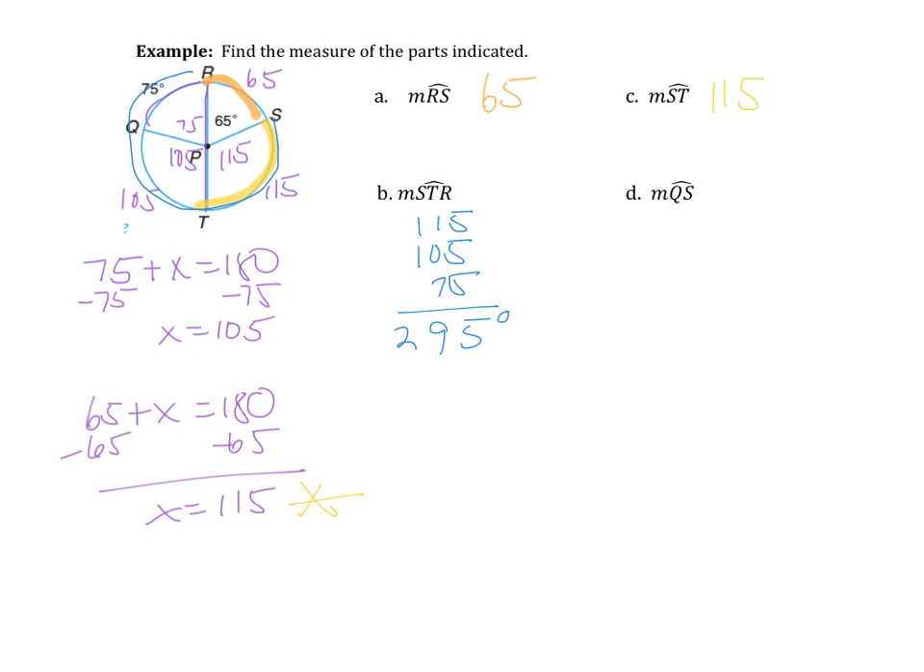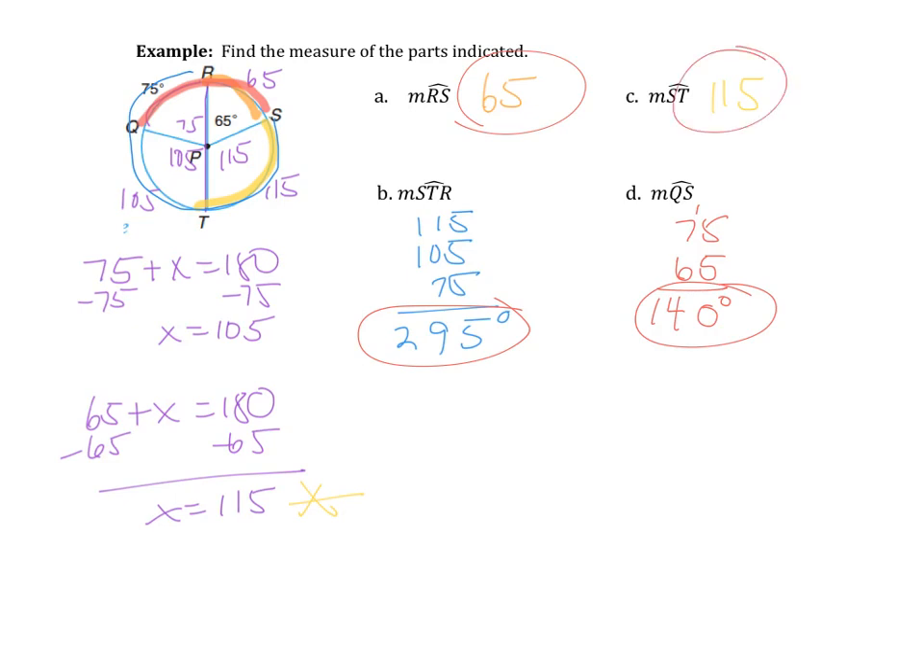And then the last one here, I'll use red this time. I've got QS. So here's my arc QS. Looks like it's made of two arcs, 75 degrees and 65 degrees. Adding those up, I get 140 degrees. Circle all my answers.